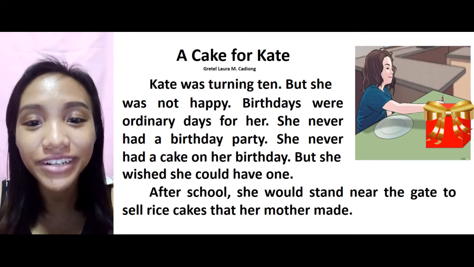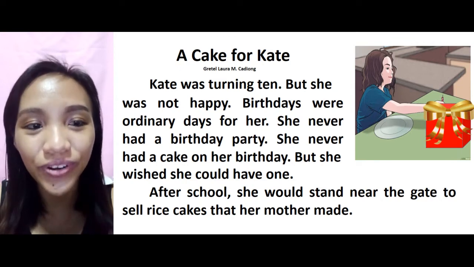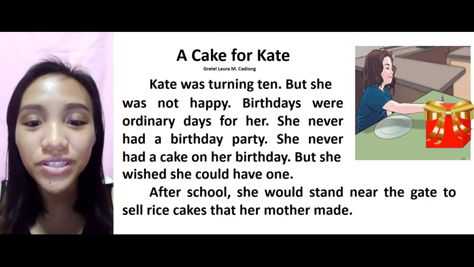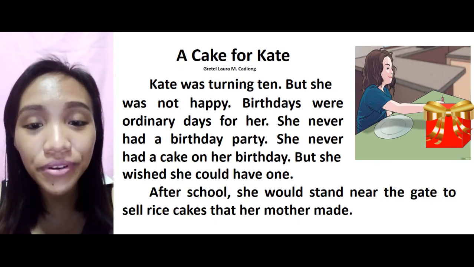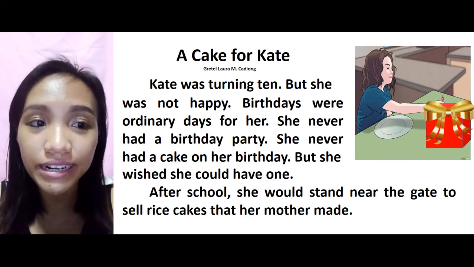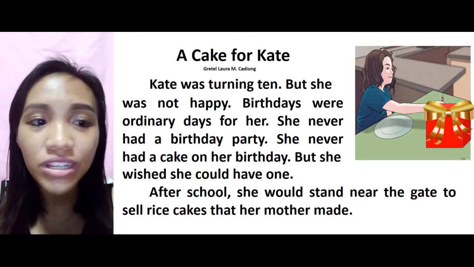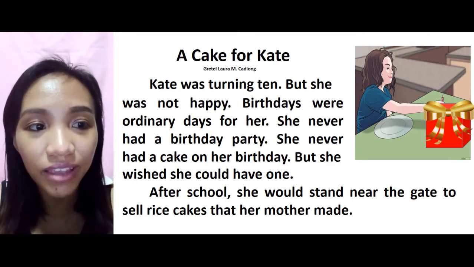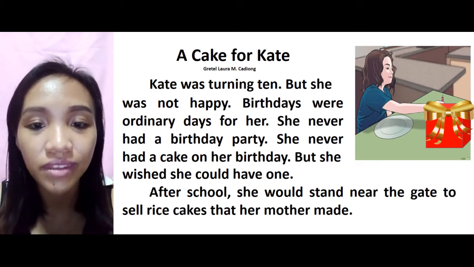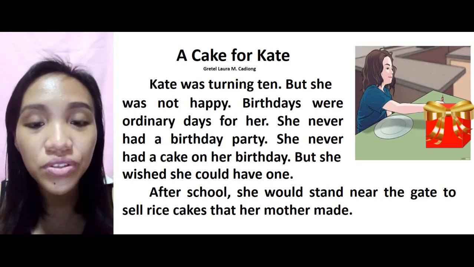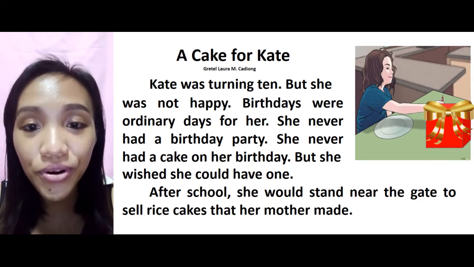A Cake for Kate by Gretel Laura M. Cadyong. Kate was turning 10, but she was not happy. Birthdays were ordinary days for her. She never had a birthday party. She never had a cake on her birthday, but she wished she could have one. After school, she would stand near the gate to sell rice cakes that her mother made.